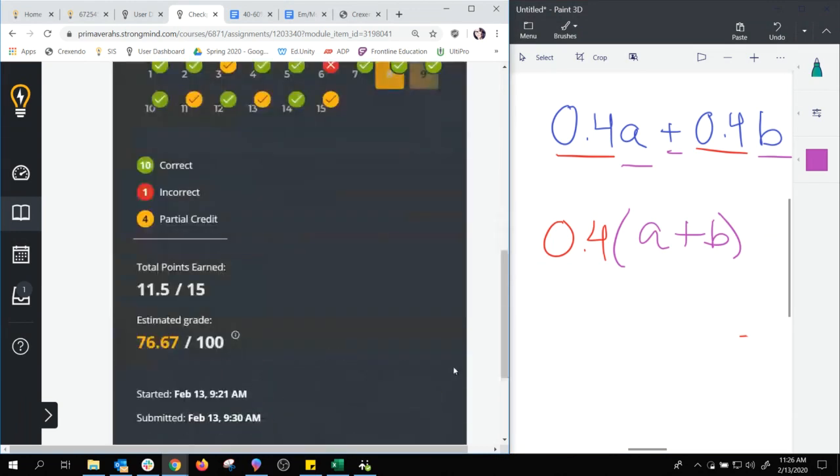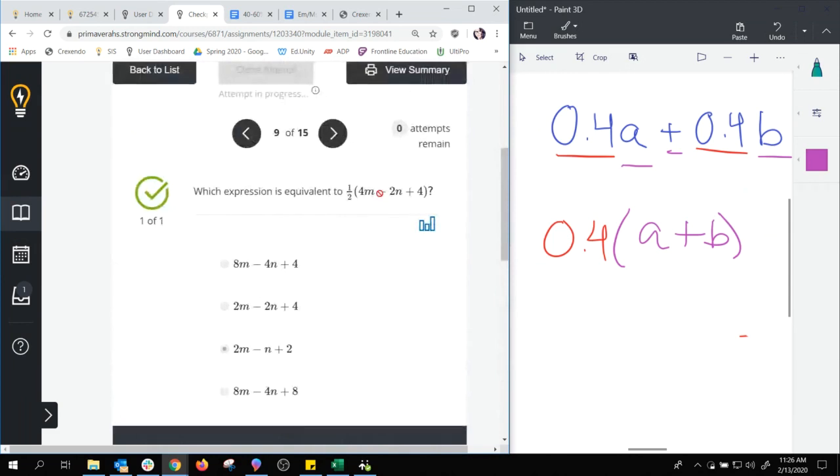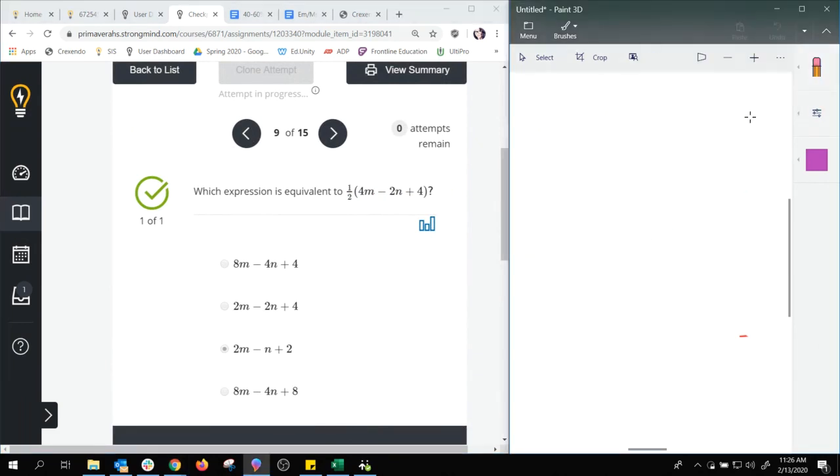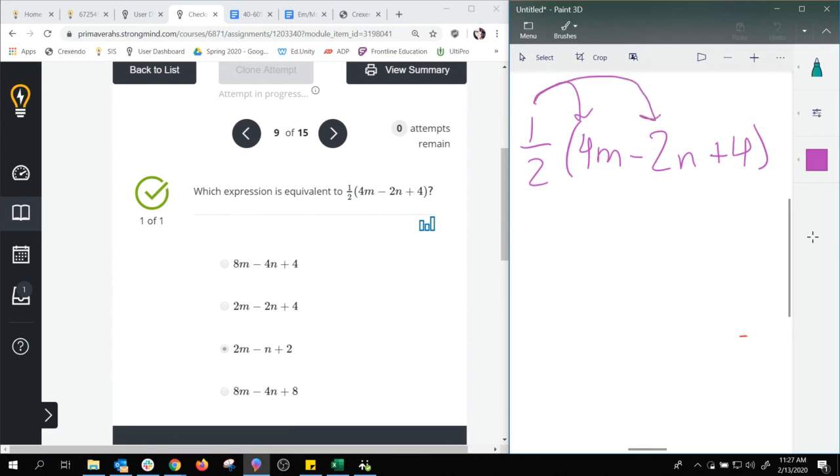Right, and number 9. Which expression is equivalent to 1/2 times 4m minus 2n plus 4? So 1/2 times 4m minus 2n plus 4. Okay, now for this problem, whenever you are distributing a fraction, technically I need to do 1/2 times 4 and 1/2 times 2 and 1/2 times 4 again.